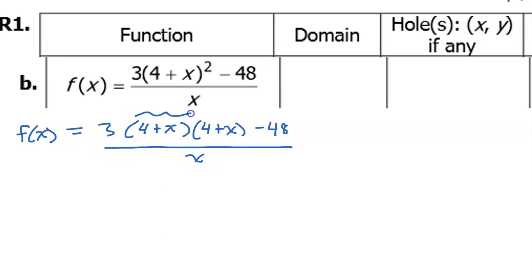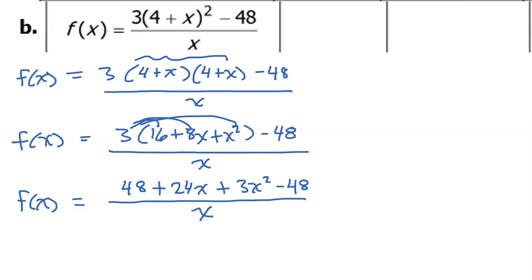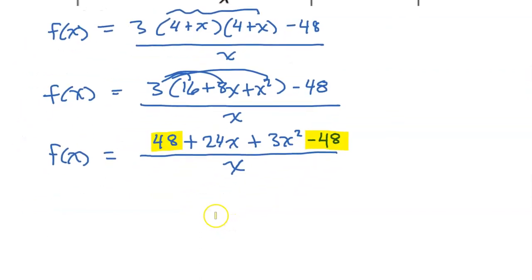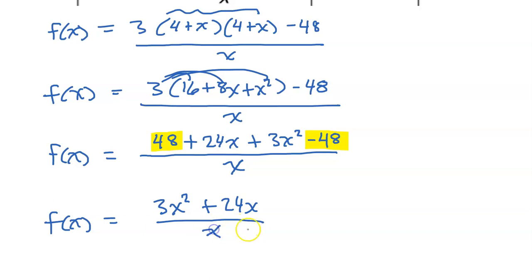Now I'm going to go ahead and FOIL this, or whatever you want to call it. So I got 16 plus 8x plus x squared, then I distributed the 3, and I got all of this. Notice I have a 48 and then a minus 48, so those cancel each other out. So I'm left with f of x is equal to, and I think I'll rearrange this in standard form, 3x squared plus 24x all over x.